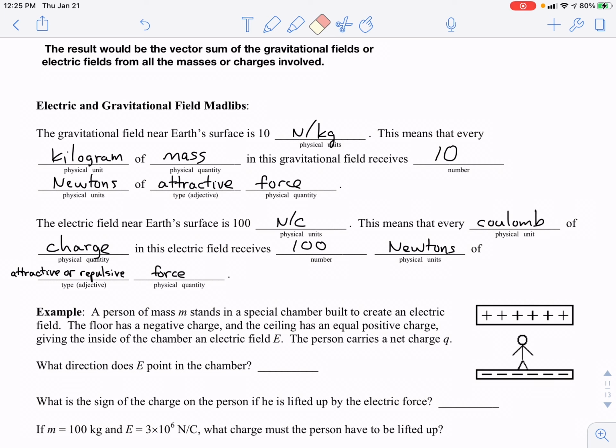If I place a negative charge in an electric field, then a negative charge goes against the field, whereas a positive charge goes with the direction of the field. More on that later when we apply our work.